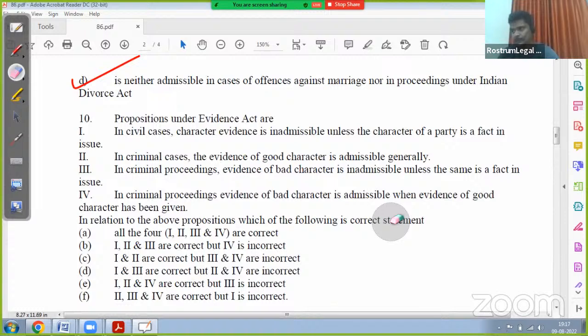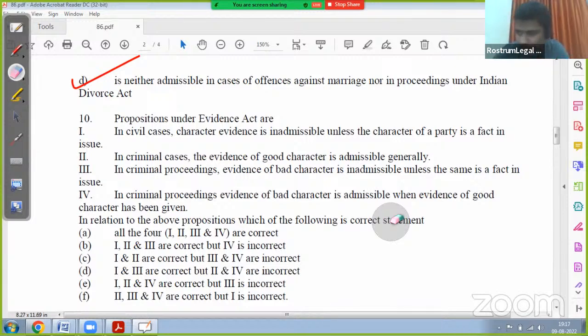Question number 10. What will be its correct answer? All 4 propositions are correct. First, second, third are correct. First and second are correct. First and third are correct. First, second, fourth are correct. Second, third, fourth are correct. What should be the correct answer?